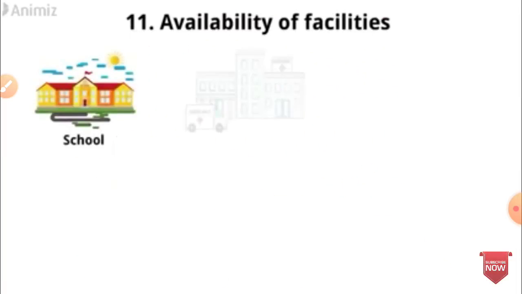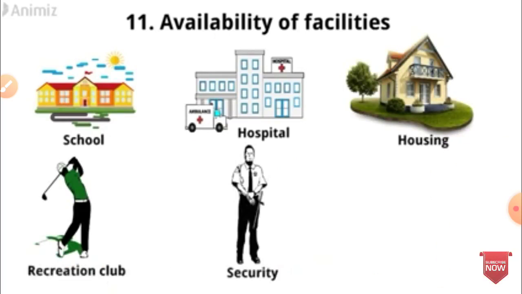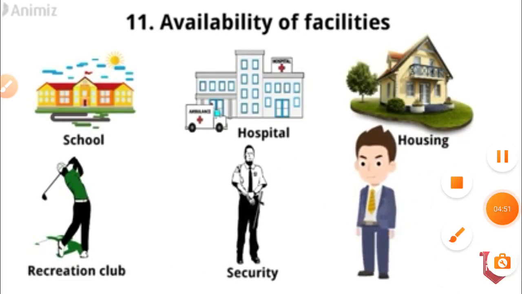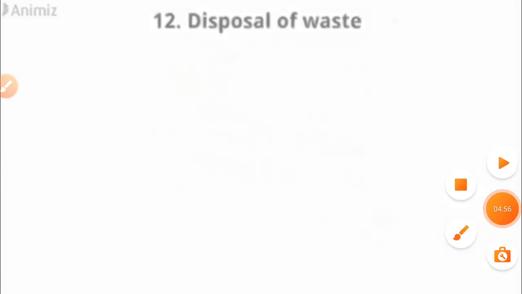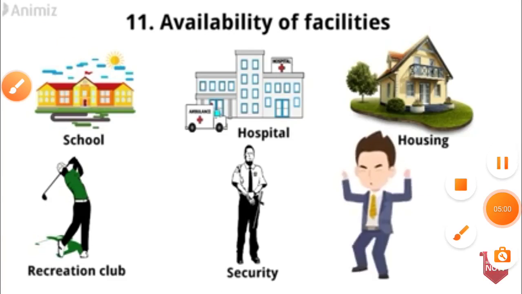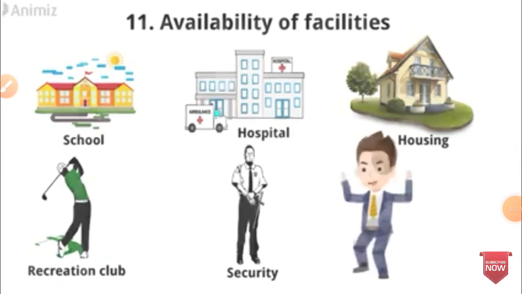And point number 11 is availability of facilities. So facilities are also required. In that facility, school, hospital, housing, recreation club, security. Those types of facilities are required. So availability of facilities. The next point is number 12, disposal of waste.